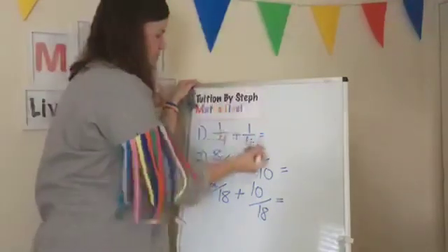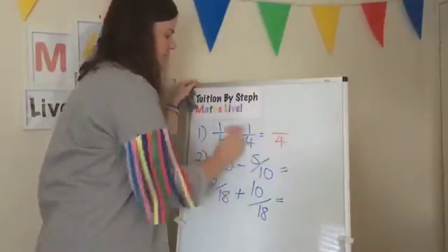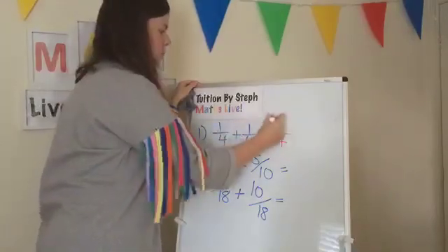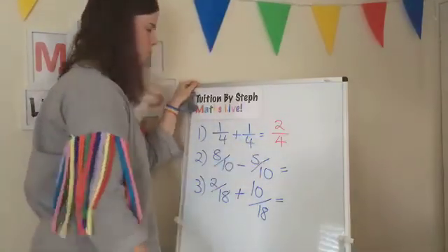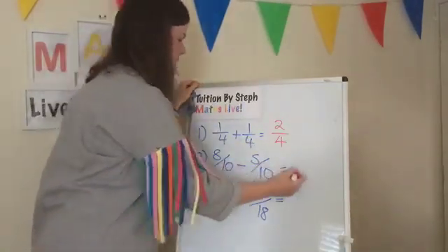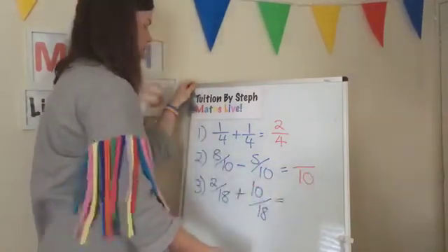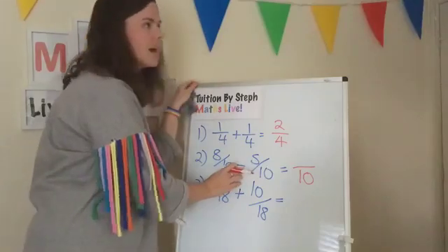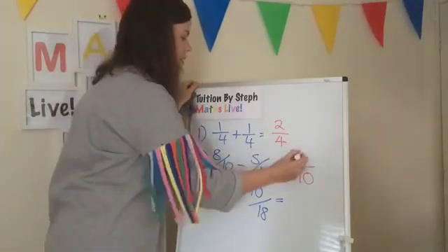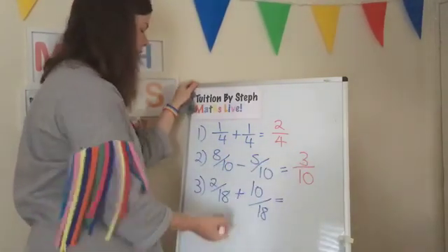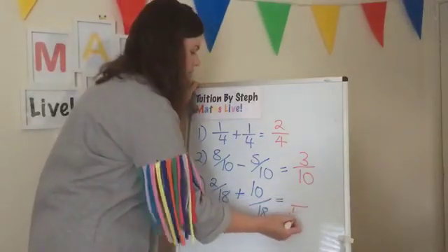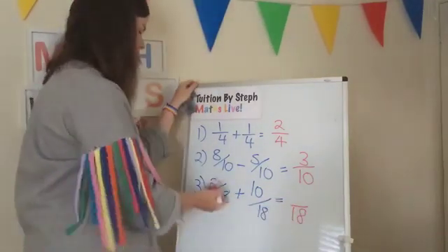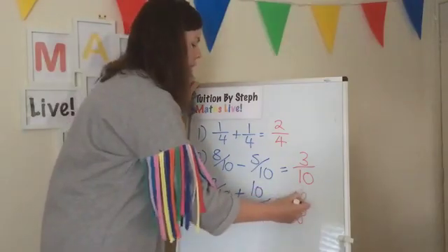Right, so the denominator stays the same, because they're already the same. So you just add the 1 and the 1. 2 quarters. The denominator is already the same, so we keep it the same. 8 take away 5, which is 3. And then the denominator is already the same, 18, so we do 2 plus 10, which is 12.